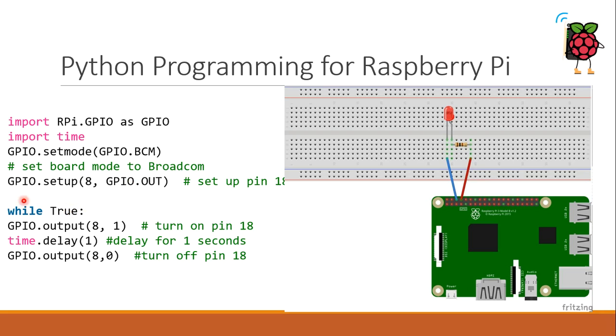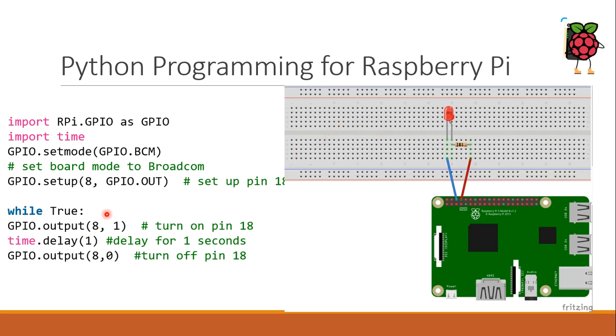This program will continually execute unless you turn off the Raspberry Pi. So while True, GPIO.output. What value do I have to pass here? Output has two values: which pin, and what output value we are going to pass. The pin is 8 because I'm using pin 8 for the LED. If I pass a 1, the LED will be on.